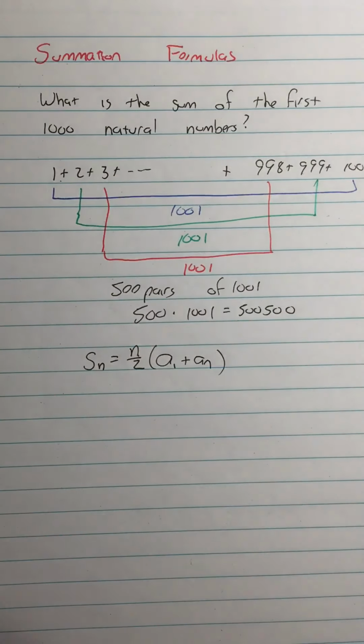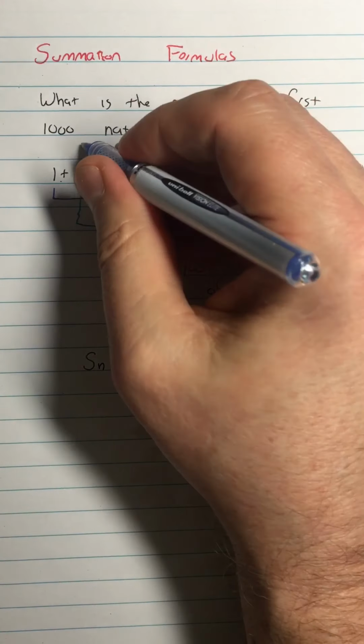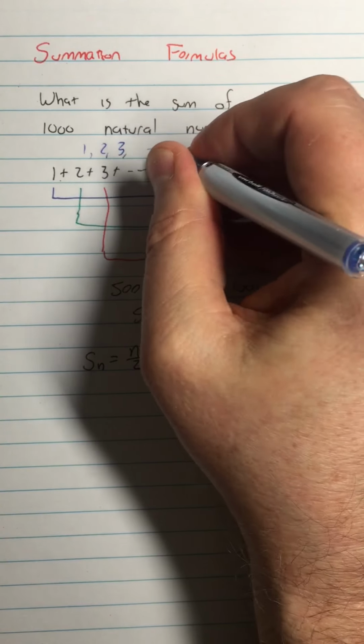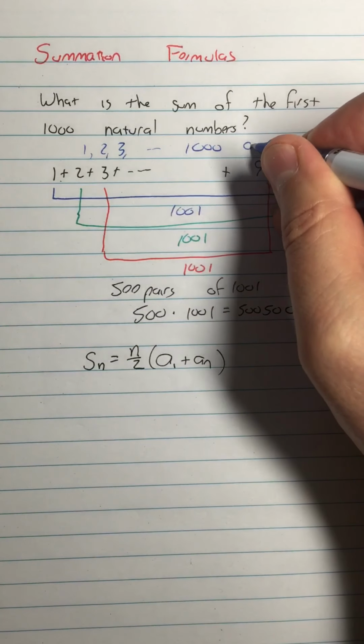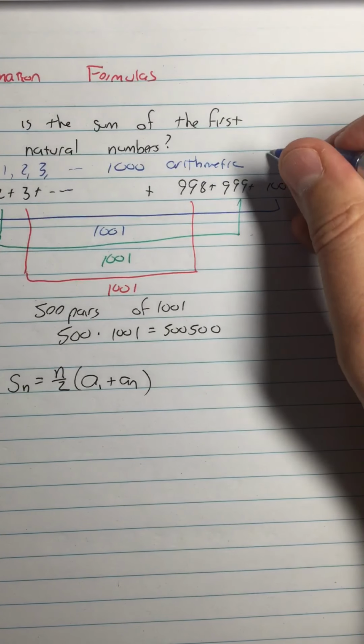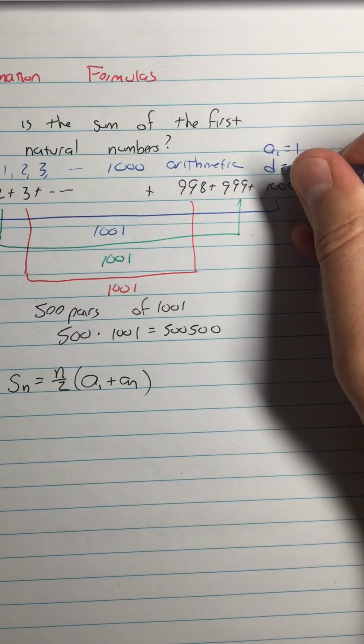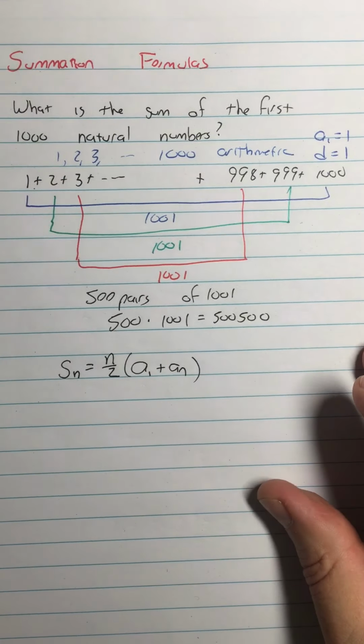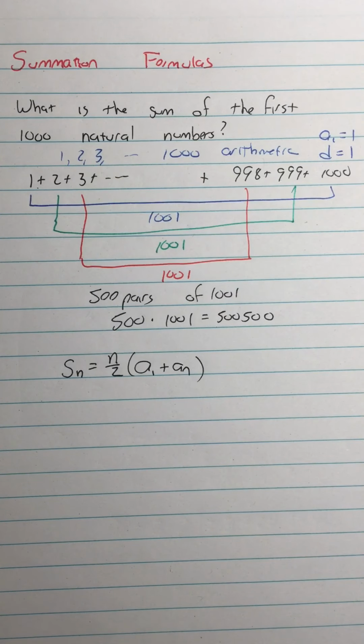All of this depended on the fact that this is an arithmetic sequence, right? 1, 2, 3, up to 1,000. All right. That's arithmetic with a sub 1 equals 1 and d equals 1. So kind of a special case. But it turns out that you can try it with different sequences. It works for any arithmetic sequence of numbers, this process.